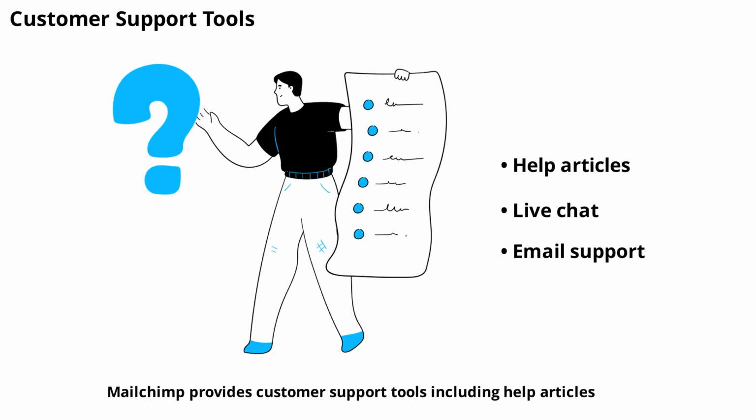Mailchimp provides customer support tools, including help articles, chat, and email support. These resources help businesses troubleshoot issues, learn new features, and get the most out of the platform. Reliable support ensures that businesses can keep their marketing running smoothly.